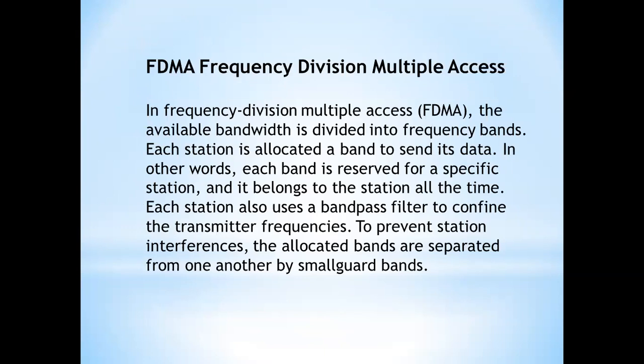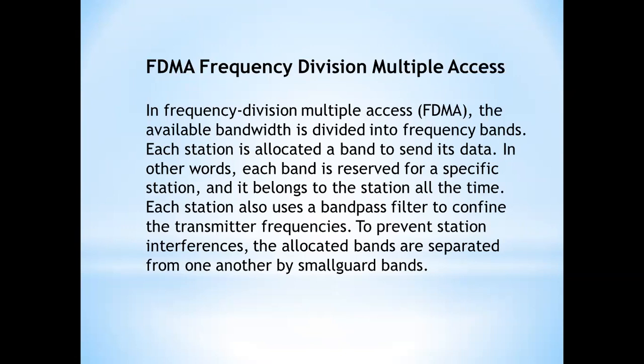First is FDMA, frequency division multiple access. In this method, the available channel bandwidth is shared by all stations. That means each station will have its own specific slot to reserve in the entire channel bandwidth. So the station uses the allocated frequency band to send its data. Each band is thus reserved for the specific station.